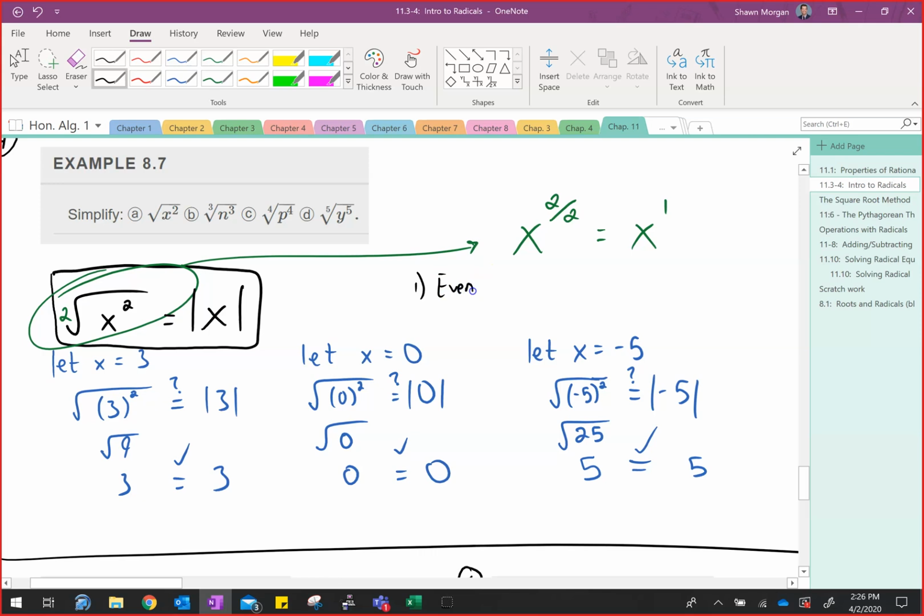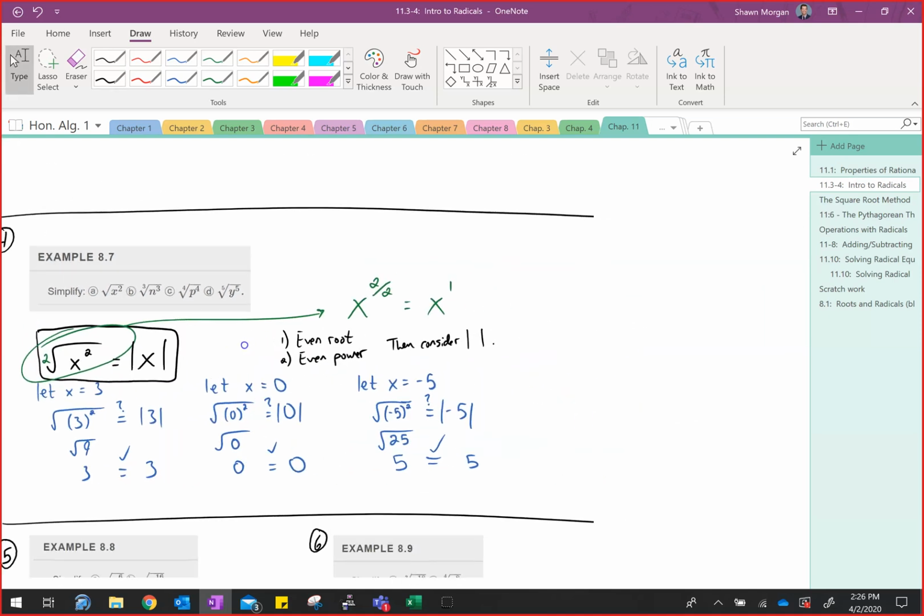Even root, and even power, then I need to consider absolute value. Okay? Now, here's what I mean by that. And this is where we can kind of get lost in the weeds if you're not careful. Let me show you an example of what I mean by that.